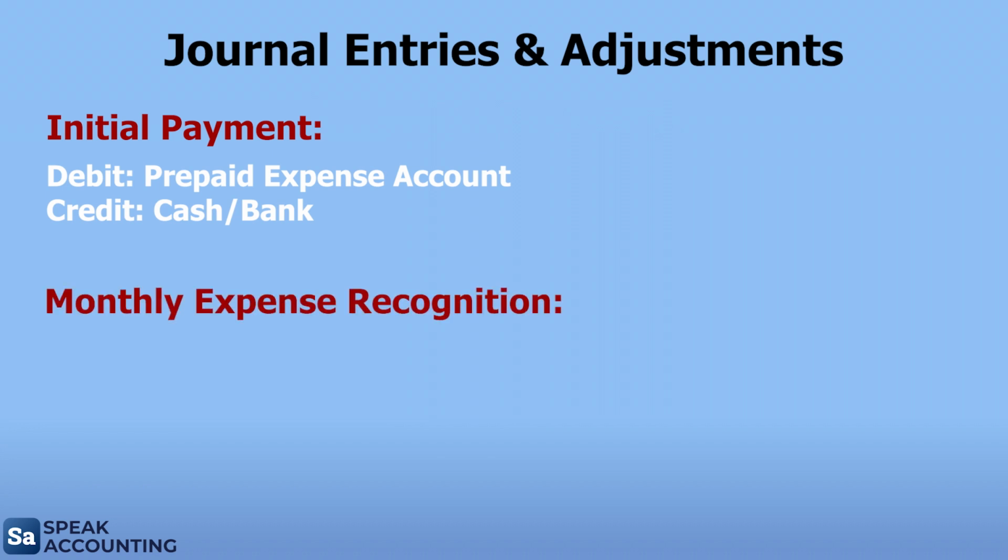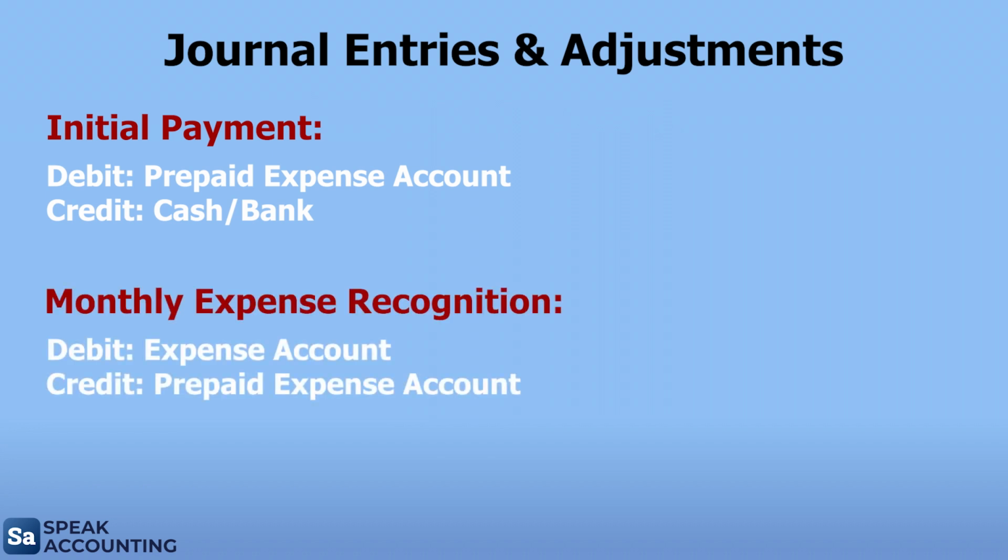Monthly expense recognition. Debit: expense account, e.g., insurance expense. This recognizes the portion of the prepaid expense used up during the month. Credit: prepaid expense account. This reduces the asset value as the benefit is consumed.